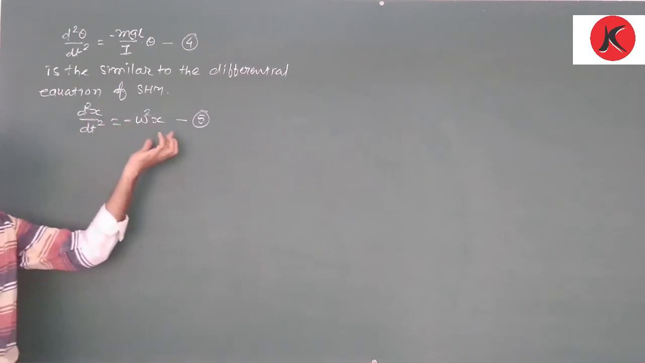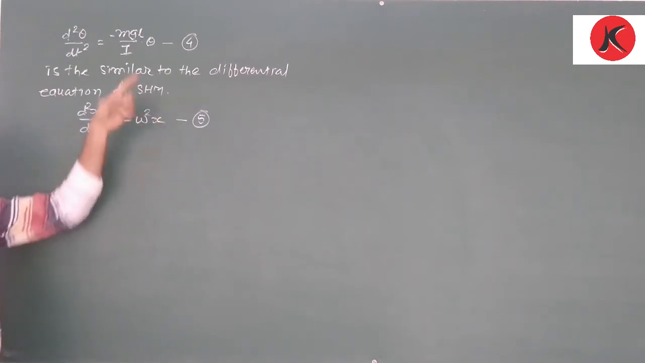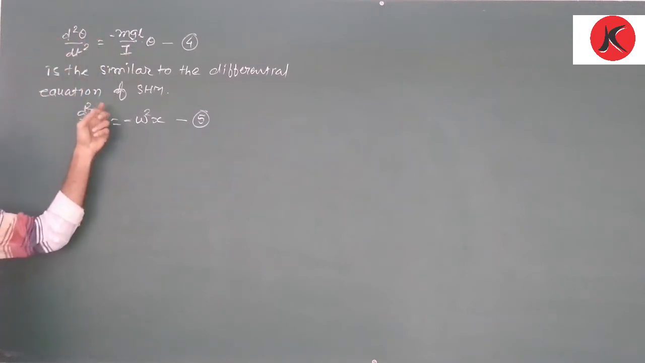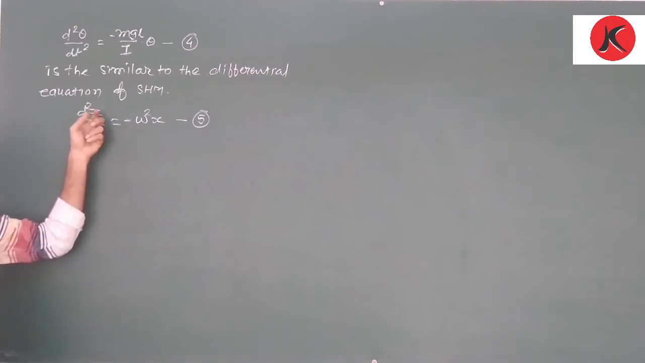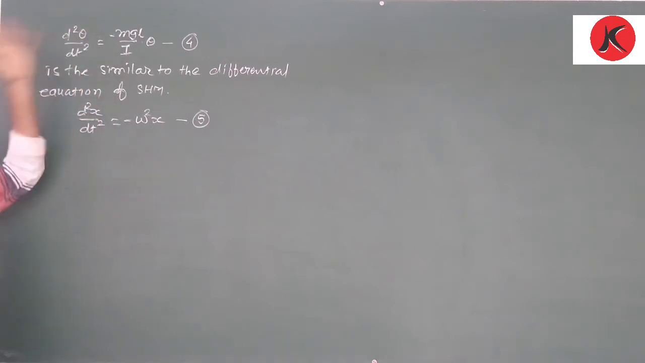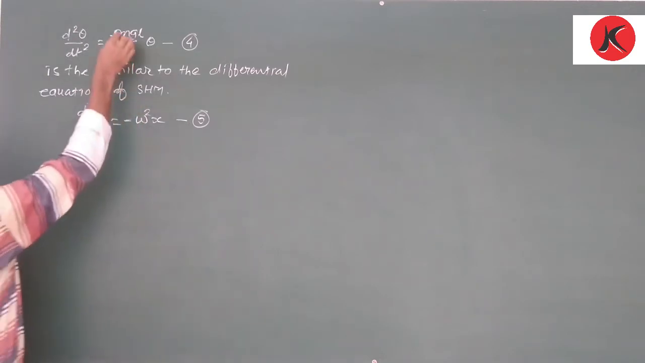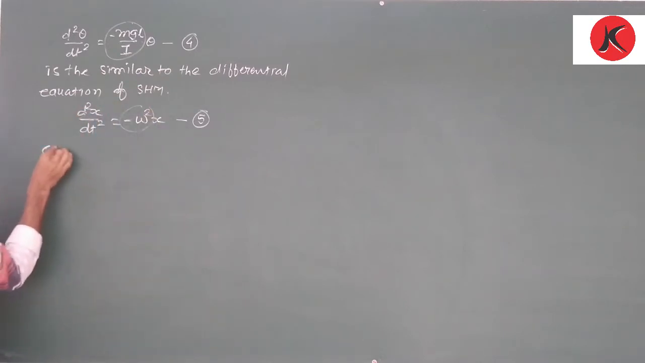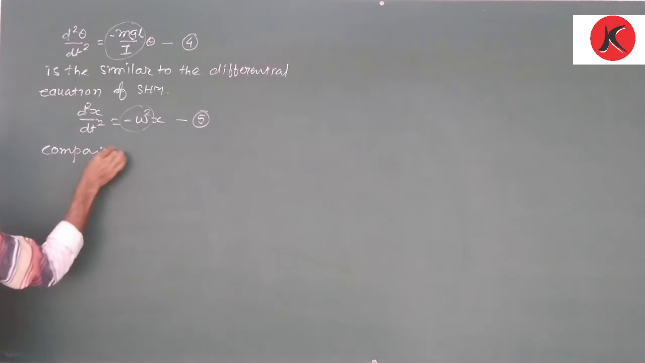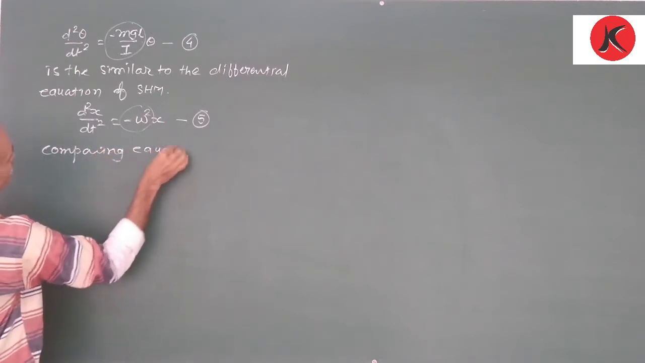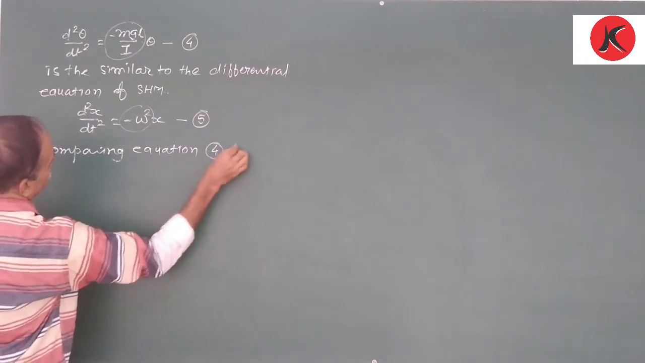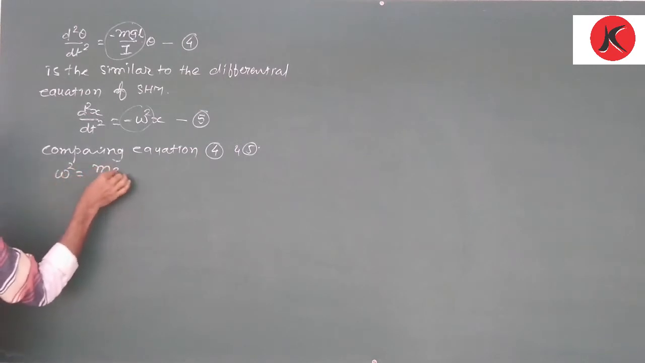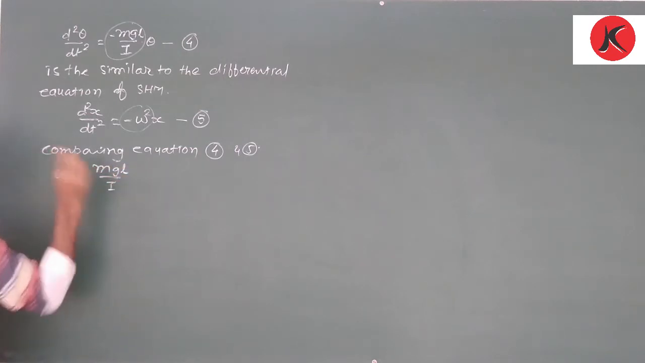That is the differential equation for simple harmonic motion in terms of x, and this one is in terms of θ. Here we have the double derivative of angular displacement, there the double derivative of linear displacement x. Here the variable is x, there the variable is θ. Therefore this part is the same as −ω². So comparing equations 4 and 5, what do you obtain? ω² = mgl/I.